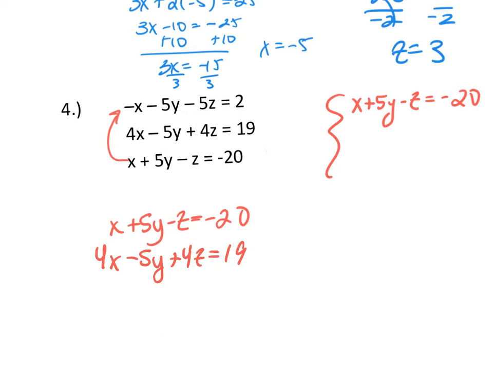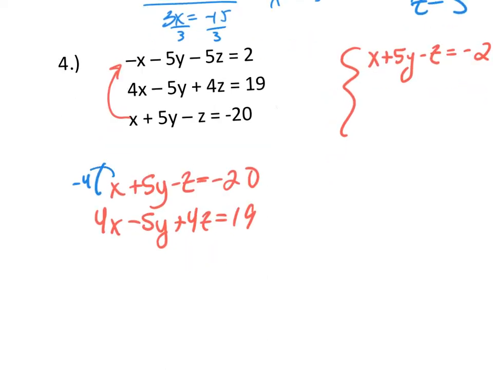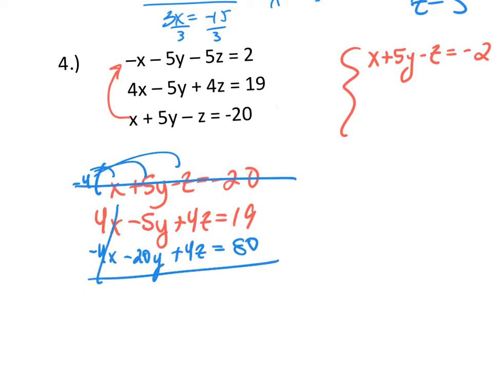So now I want to eliminate x's. That's my first goal. So I'm going to multiply the top by negative 4. Everybody agree? Okay, so I have negative 4x minus 20y plus 4z equals what? What's negative 4 times negative 20? 80. We agree? Okay, so those cancel out.